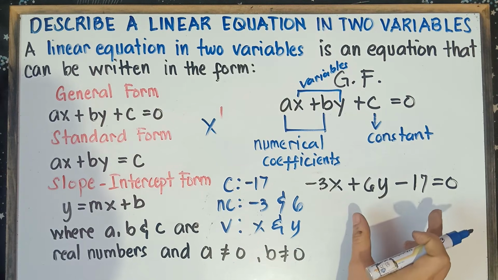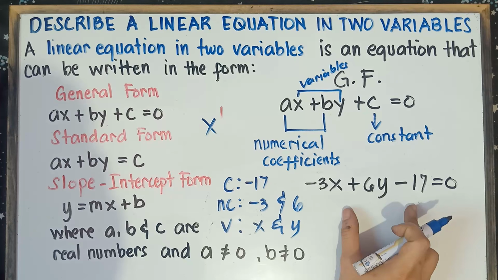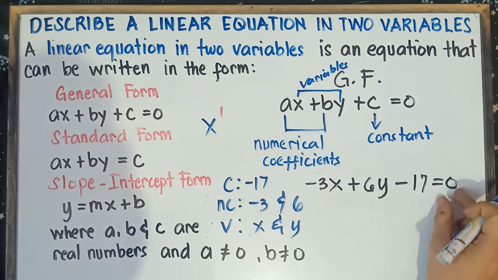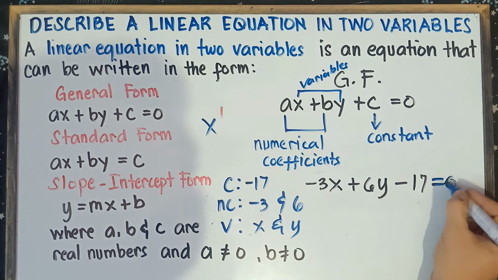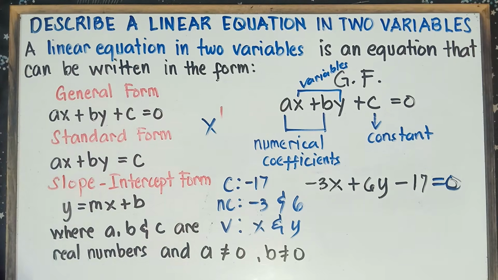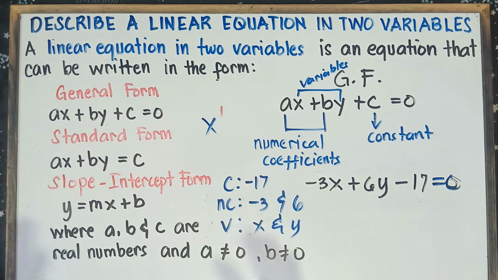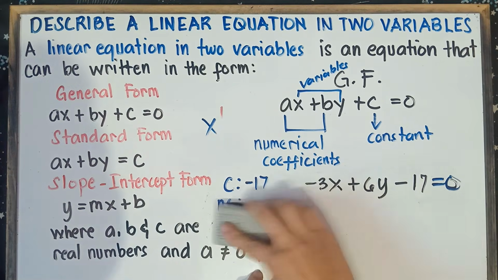Question, can we call this one in general form? What form, class? That's correct. That would be general form. Question, why is that, sir? Because that would be equal to, the last number is 0. Equal to 0. Easy as that, class. I hope it's clear for you, class, with regards to general form. So let's proceed now to standard form.